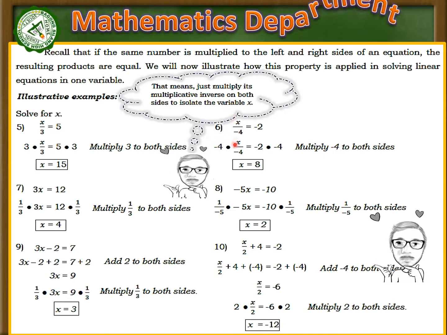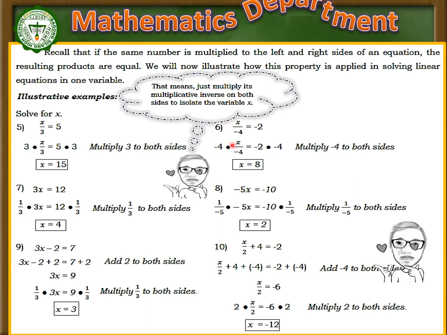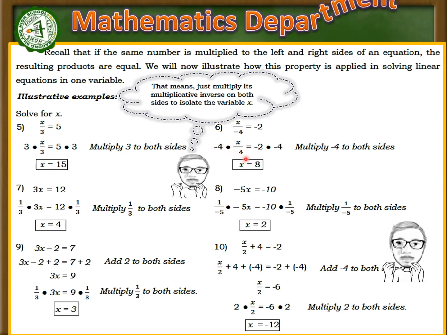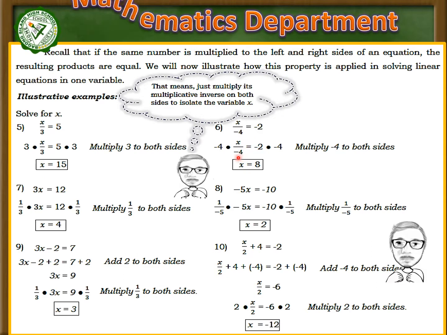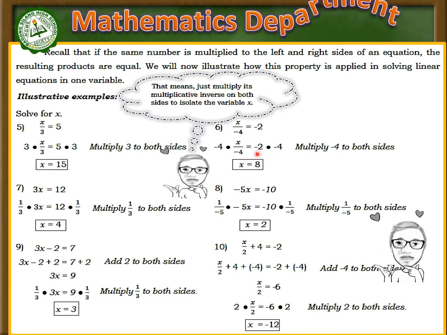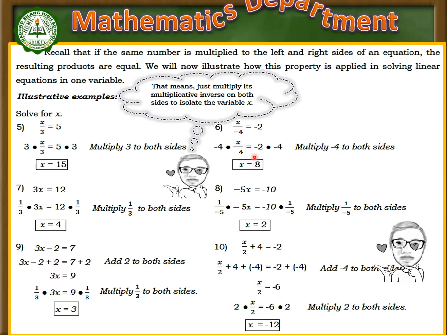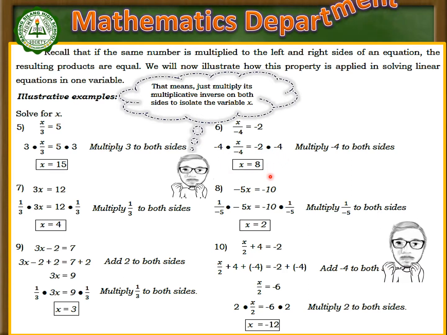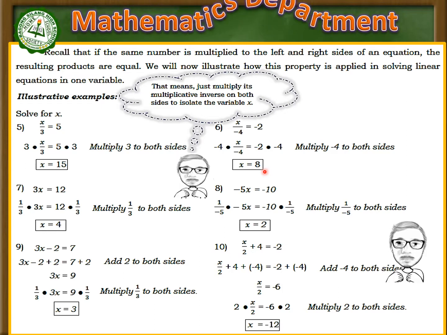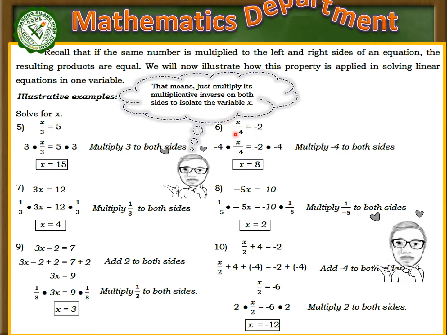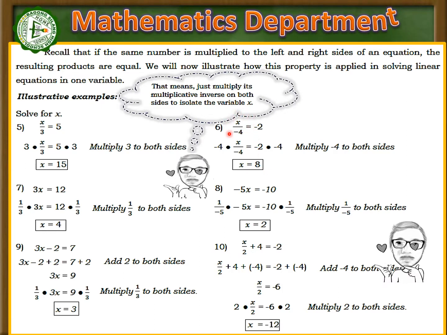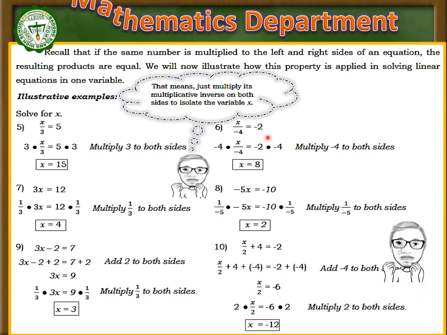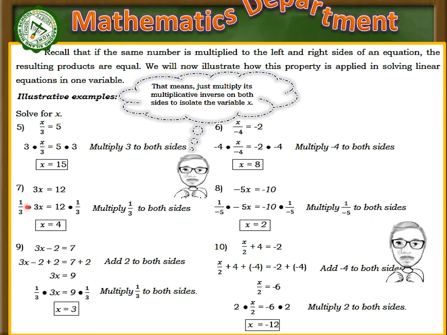What is the multiplicative inverse of 1 over negative 4? And that's negative 4. Because this will be cancelled out, what remains on the left side will be the variable x. And on the right side will be the product of negative 2 and negative 4, and that's positive 8. The positive 8 will be the value of x. Let's check. If x is 8 divided by negative 4, the result will be negative 2. And that's correct.